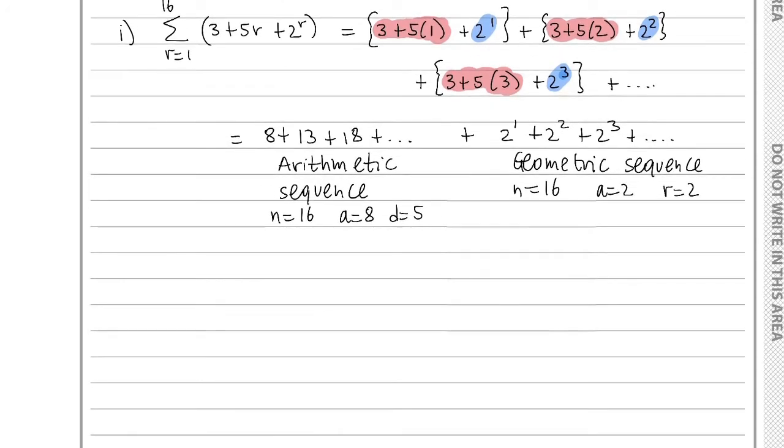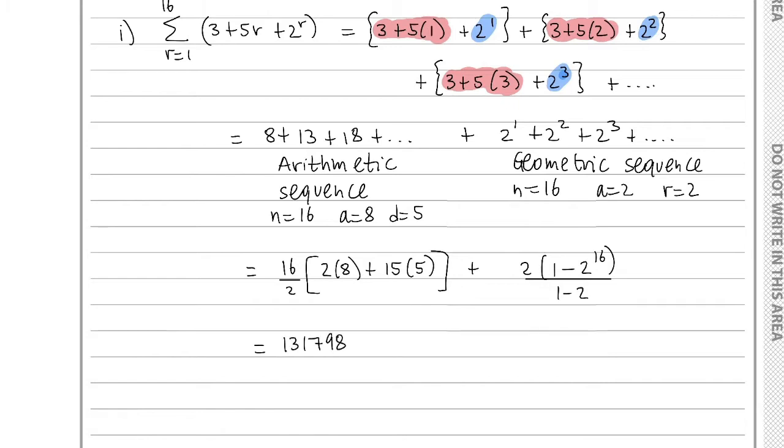If I just look at the formulae, I will get 16 over 2, 2a plus n minus 1 d, plus the other one is going to be a, 1 minus r to the n over 1 minus r. If I plug everything into the calculator, I will be getting a result of 131,798 as required.